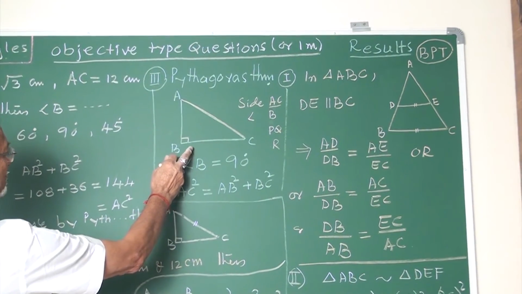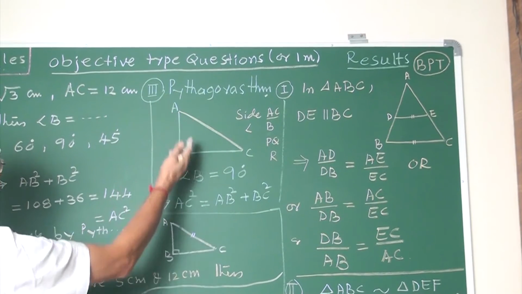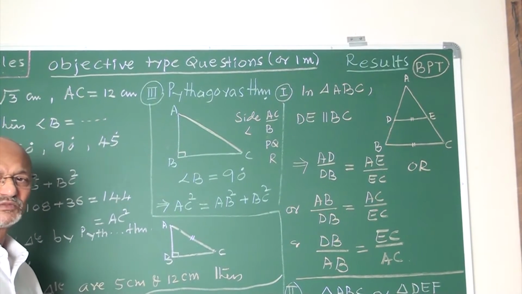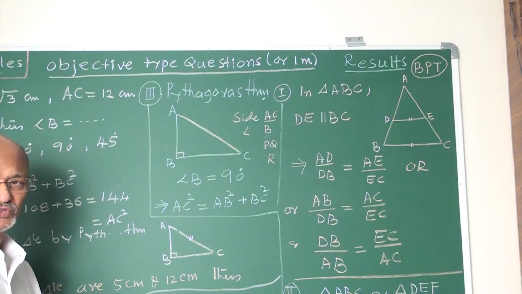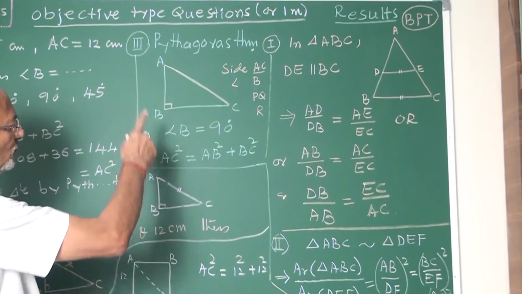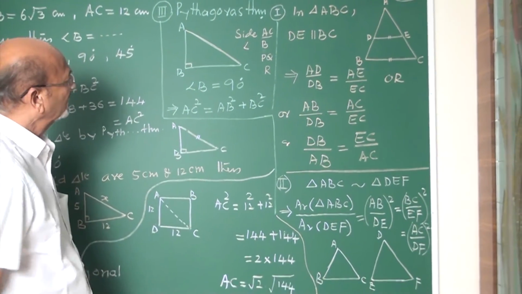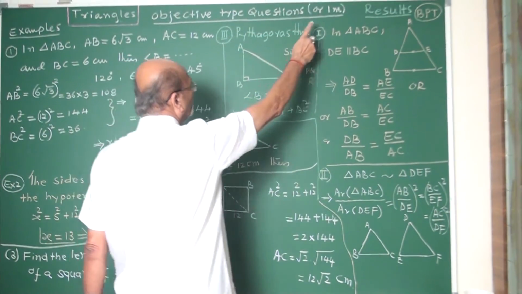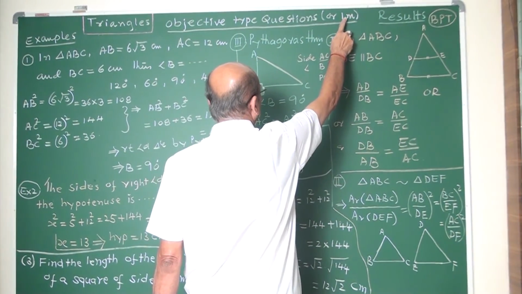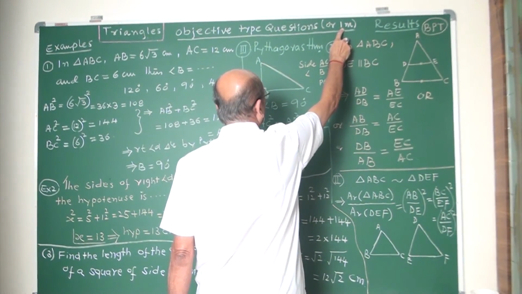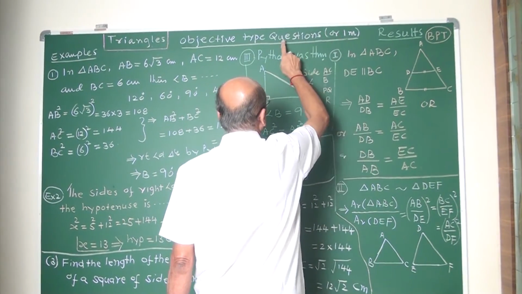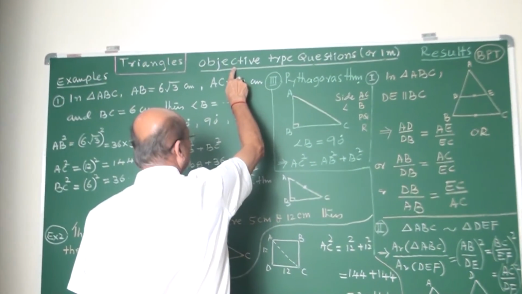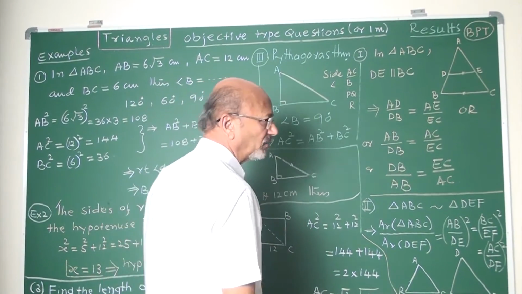Now, we have just completed this Pythagoras theorem. I have already done many examples. If you see my notes, some questions are objective type or one mark questions. If the options are not given, that example is converted into a one mark question. If the options are given, it falls under objective type questions. But both are one mark questions.